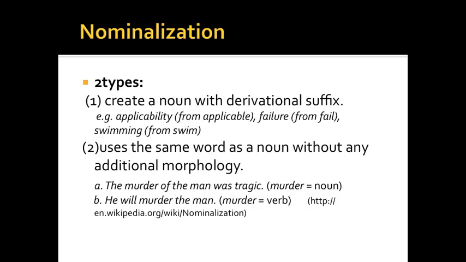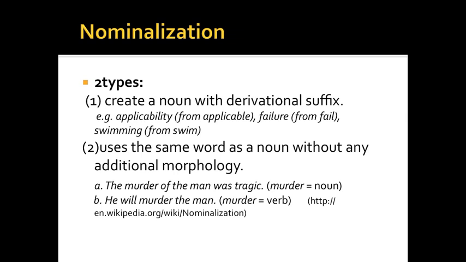There are basically two types of nominalization. First, we create a noun with a derivational suffix. Like we can create a noun from an adjective, like applicable. We can change that to application. And also we can get a noun from a verb like fail to failure. And for some verbs, there isn't a noun form as a separate word. Like swim, we just put ing after that, so we get swimming from swim.